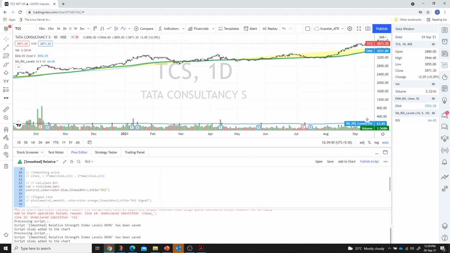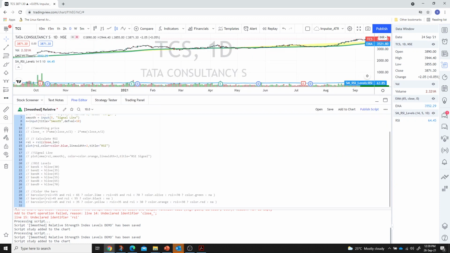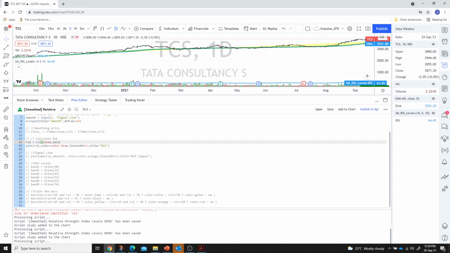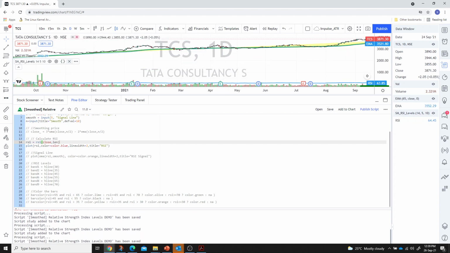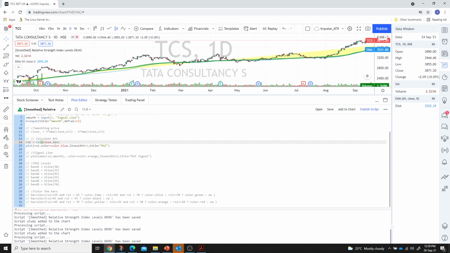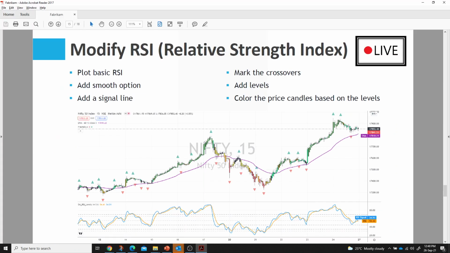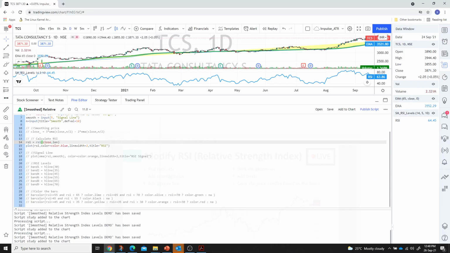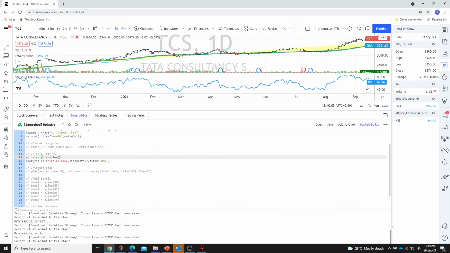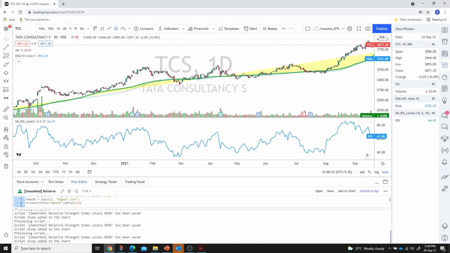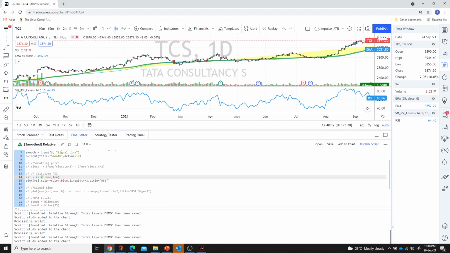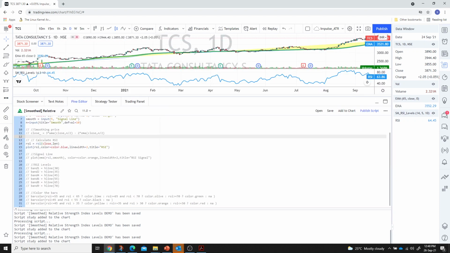Okay. Now what did we achieve? We had RSI only. Now let us add some additional features to it. What do I want to do? I want to add a smoothing option. If you look at RSI, it looks like this without any smoothing. I want to smooth it a bit, so I will apply a smoothing concept. So this is my smoothing price.